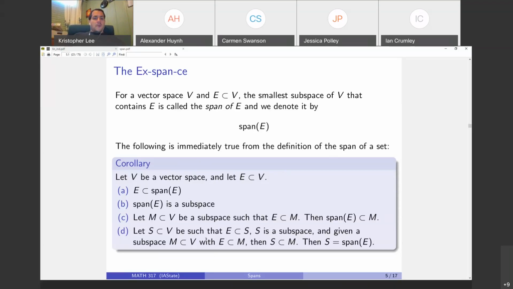And furthermore, if you want to prove that something is actually equal to the span of something, what do you need to do? Well, you just need to show that the set you think is the span of something contains E, is a subspace, and is contained in any subspace that contains E. So prove it's the smallest subspace containing E, then boom, automatically S needs to be the span. Okay. So these four facts are immediately true from this definition of span.